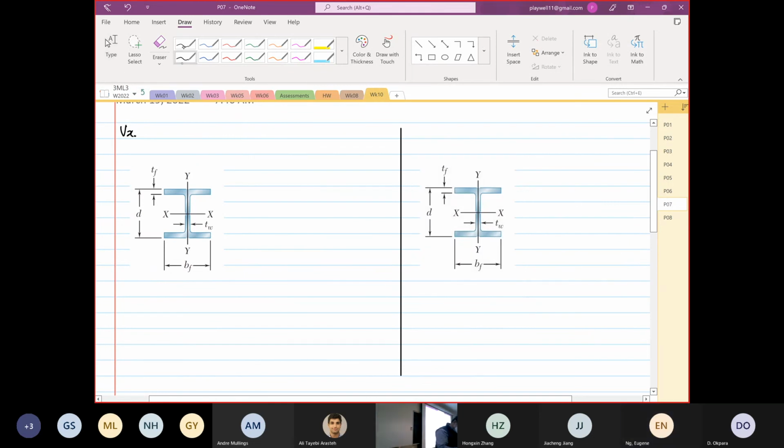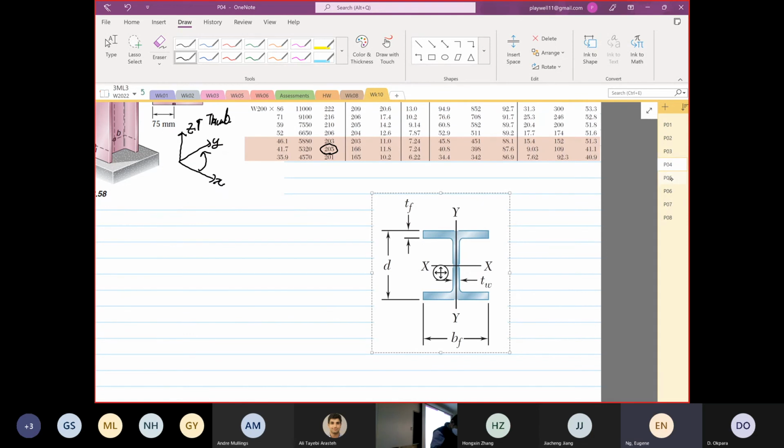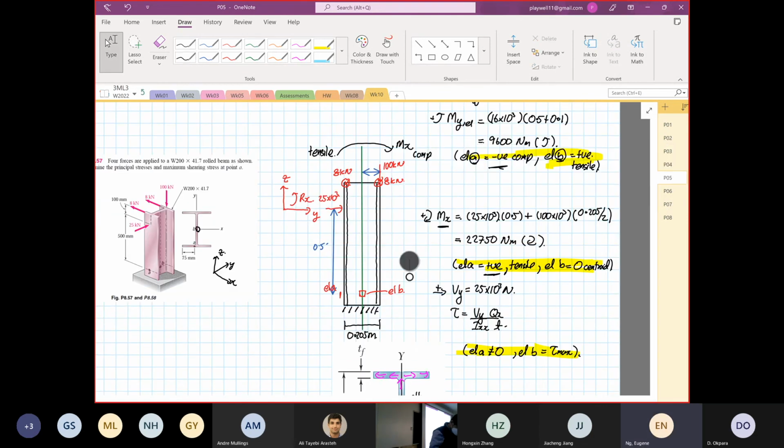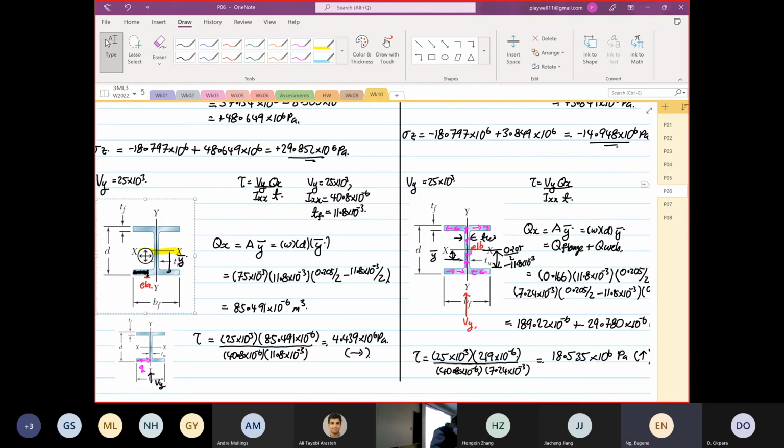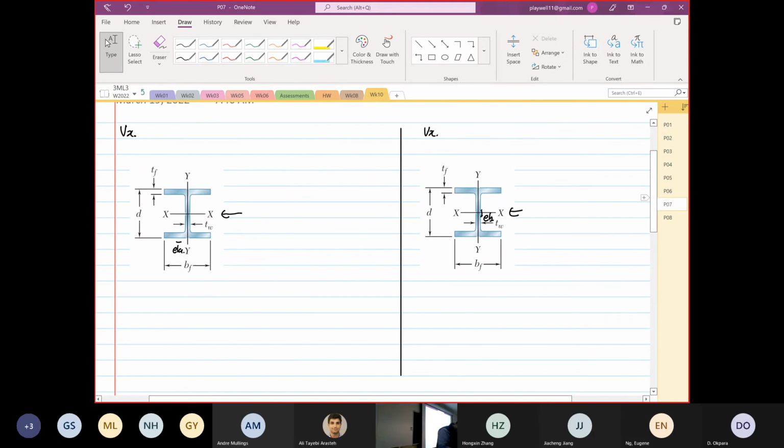So this is for Vx, element A, element B. Vx is going in this direction. So Vx is equal to how much? I cannot remember at all. Vx is equal to 16 times 10 to the power 3 Newton.